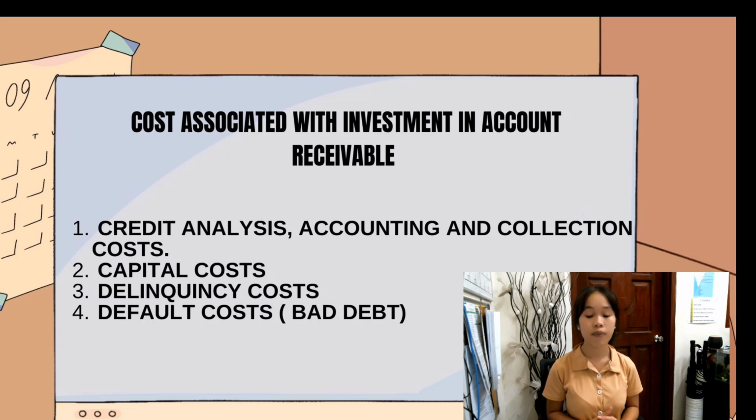And lastly is default costs or bad debts. So the firm incurs default costs when the customer fails to pay at all. In addition to the collection costs, capital costs, and delinquency costs incurred up to this point, the firm loses the cost of goods not paid for. It has to write off the entire sale once it decides the delinquent account has defaulted and is no longer collectible.